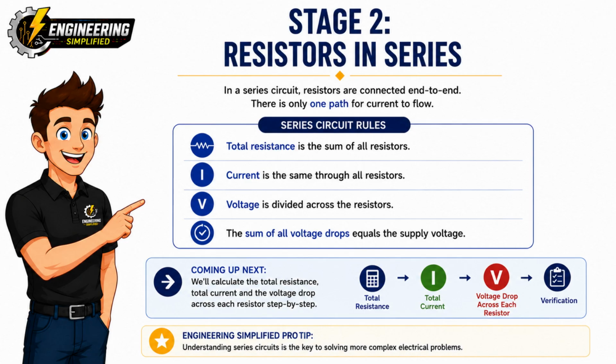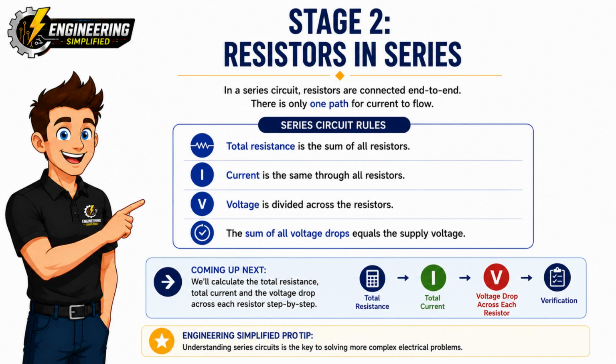Since there's only one path for the current to flow, it can't split or take an alternative route. Every component carries exactly the same current. Rule number 3. The voltage is divided across the resistors. Each resistor uses a portion of the supply voltage, and the size of that voltage drop depends on the value of the resistor. And finally, rule number 4.